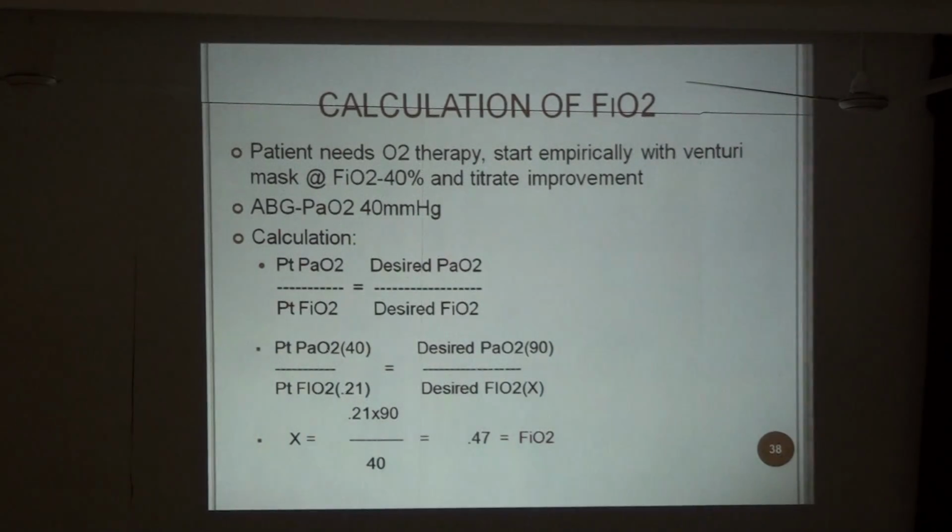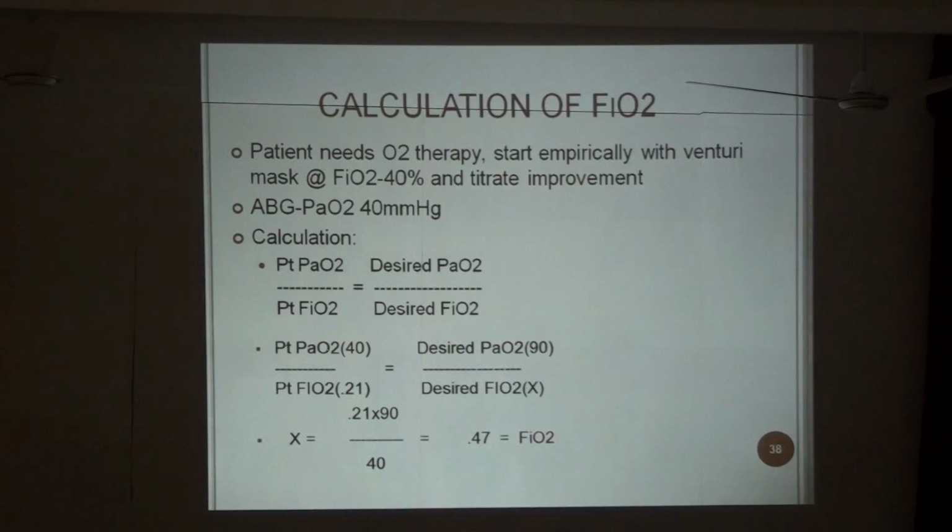So if you calculate the FiO2 for that particular patient, then you are able to select that particular device for that patient. For that you require an ABG of that patient. Start empirically with a venturi mask at an FiO2 of 0.4 and then titrate to the improvement.